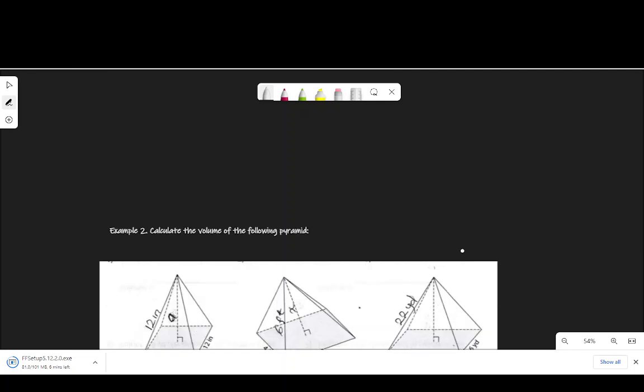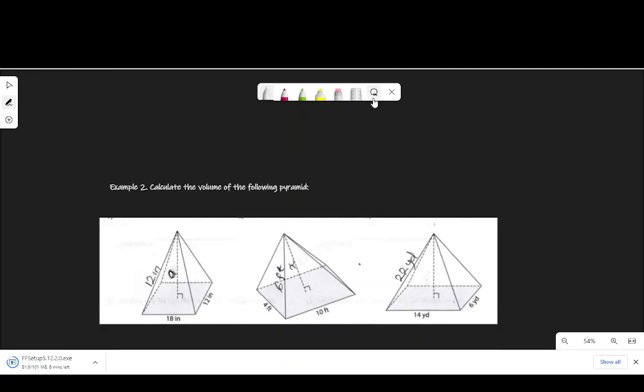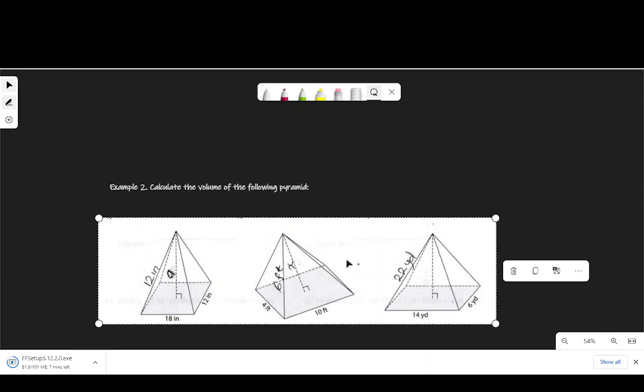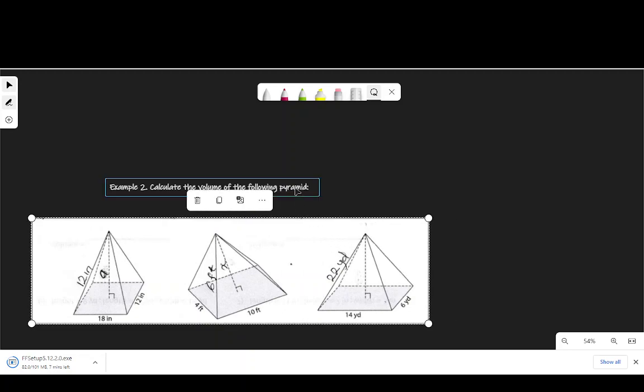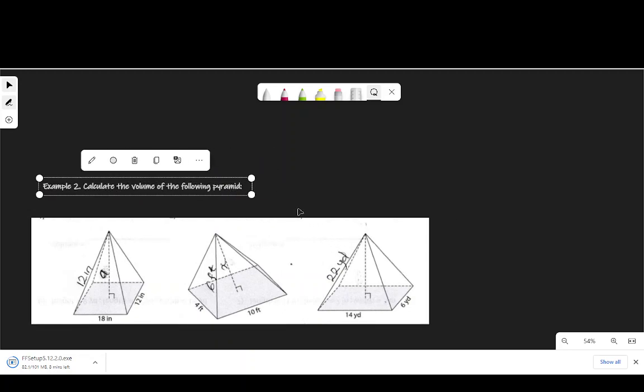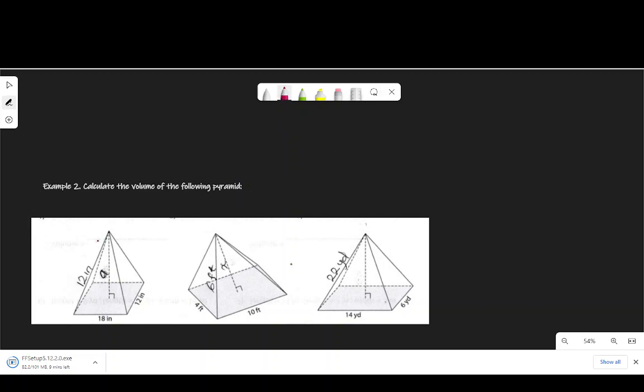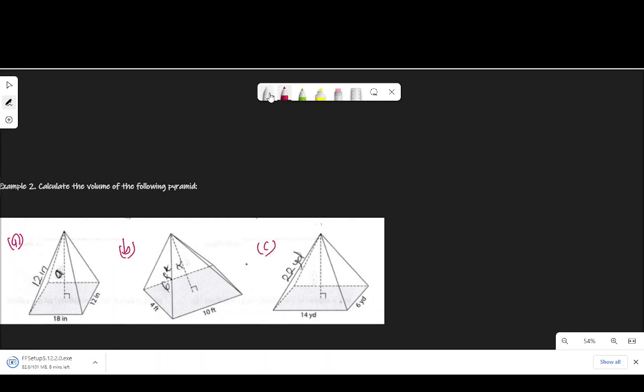Let's move on to example 2. Example 2, we have some other pyramids here. In this case, the perpendicular height is not given. That means we need to calculate the perpendicular height first before we can calculate the volume. So I label each one A, B, C again, like before.